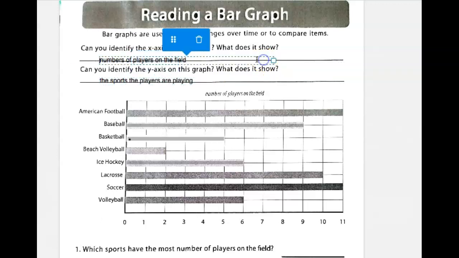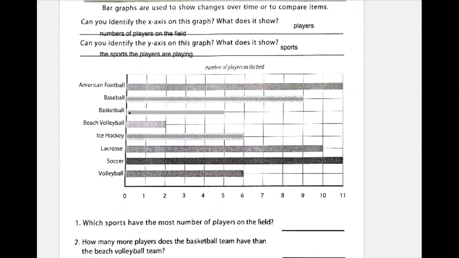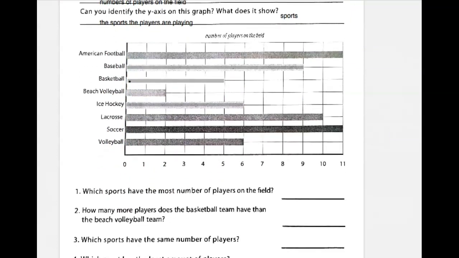Or you can even write for the x-axis just players, and for the y-axis you could just write sports if you want to, and then just trace those words, okay? So the x-axis is the players, and the y-axis is the sports. Okay, so now let's move on to our questions.